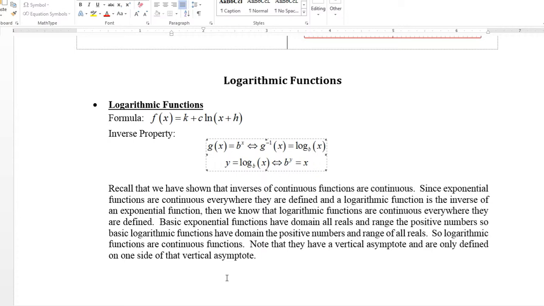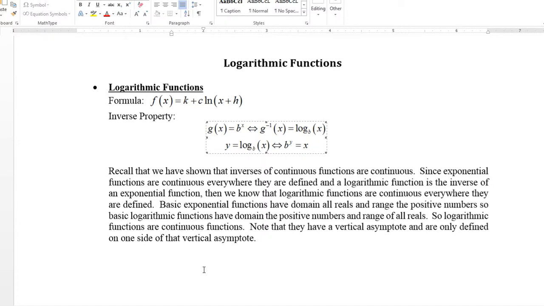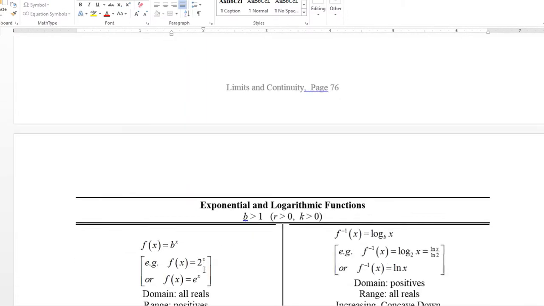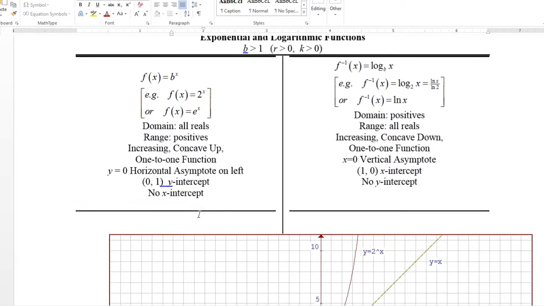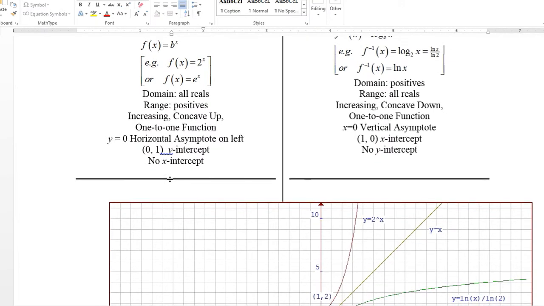So that is one connected interval, so logarithms are actually continuous functions. Okay, and let's take a look at some characteristics. Right now I'm just going to restrict myself to basic y equals b to the x, where the base is bigger than 1. Of course, that'll be r and k are positive. So if we look at f of x as b to the x, like y equals 2 to the x or y equals e to the x, the domain is all reals, the range is positives, they're increasing, concave up.